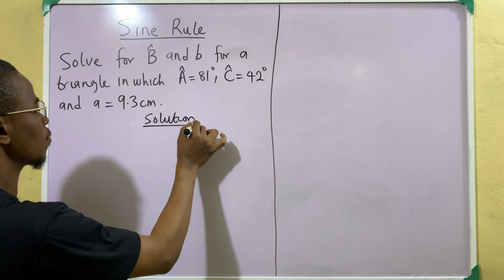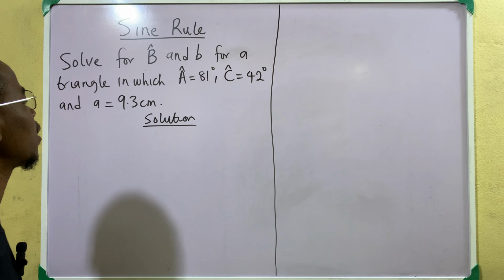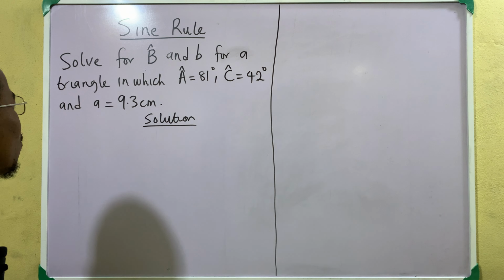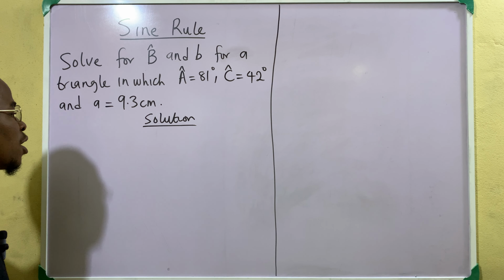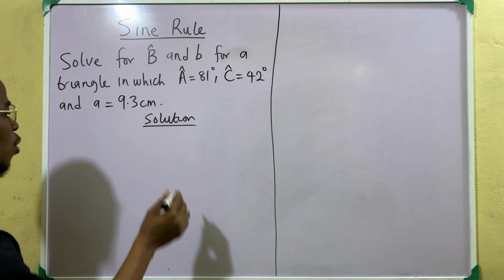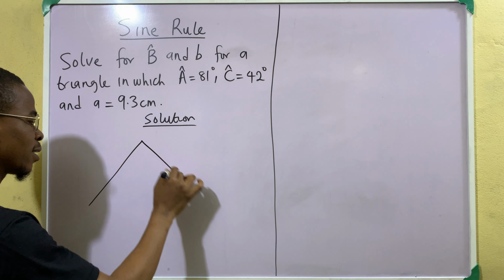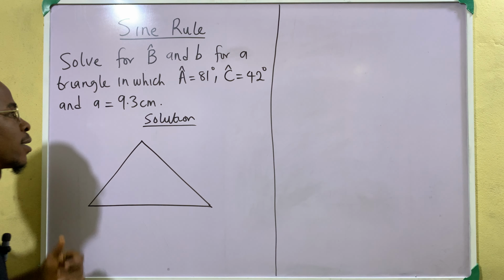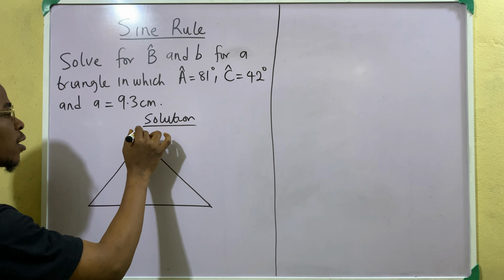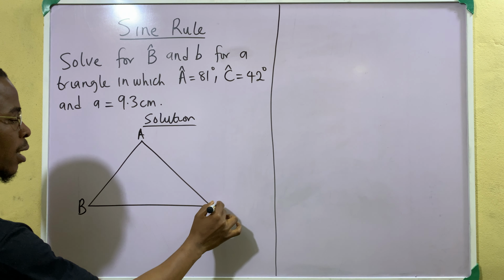Solution. Please, before you start solving for triangles or parts of triangle for sine or cosine rule, whichever you're doing, make sure you draw your diagram. That will help guide you as you solve. So let me just make a freehand sketch of a triangle like this. And then I'll call this my A, my B, and my C.